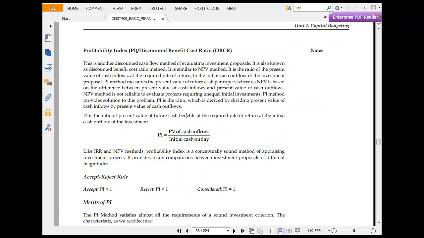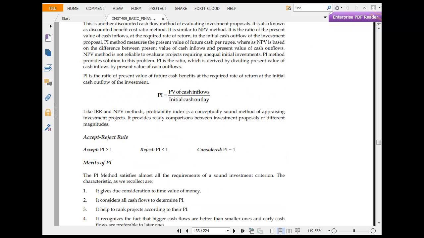Then you have profitability index and discounted benefit ratio. This is under discounted evaluation of proposals. PI is the ratio at which future cash flow is defined. So PV of cash flow upon initial outlay. So IRR and profitability index are compared as methods of appraising investment.